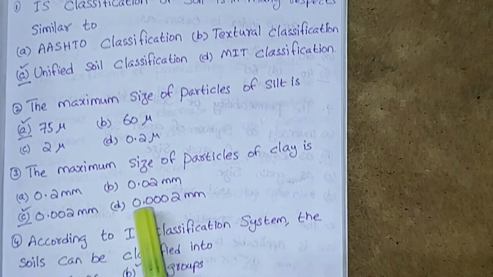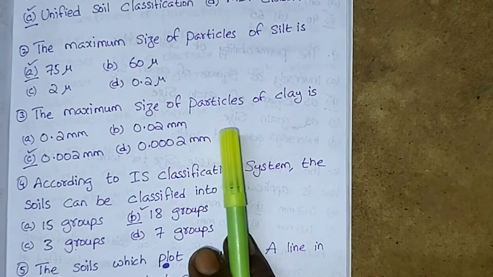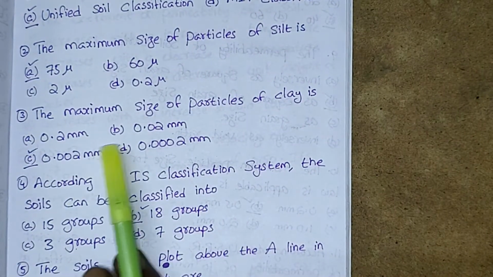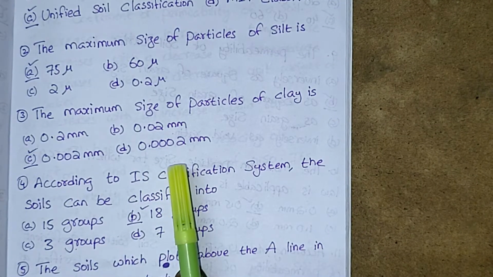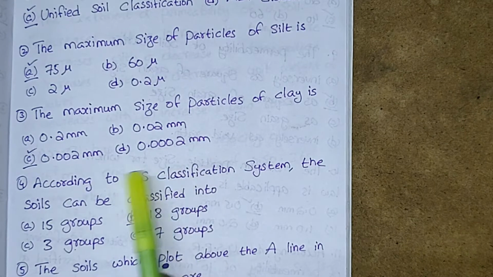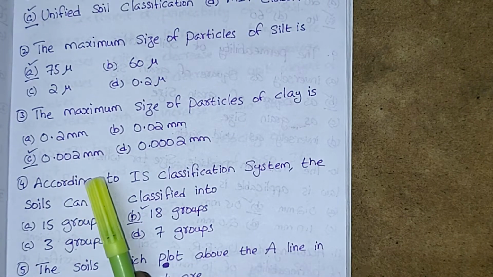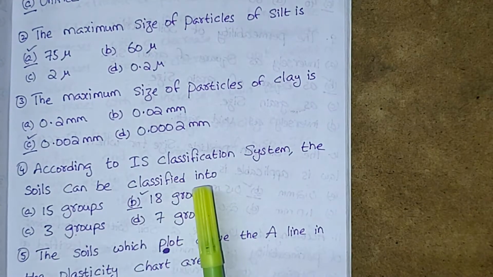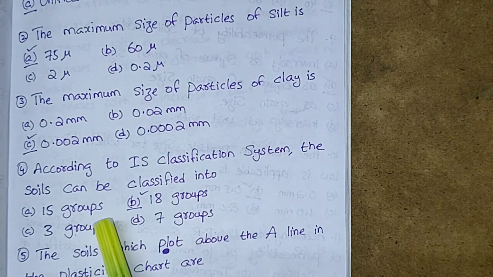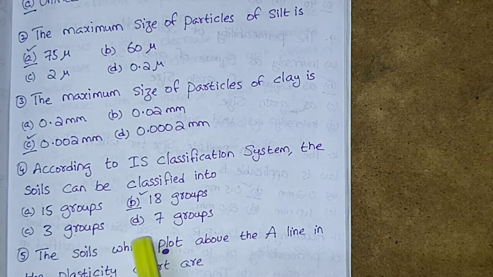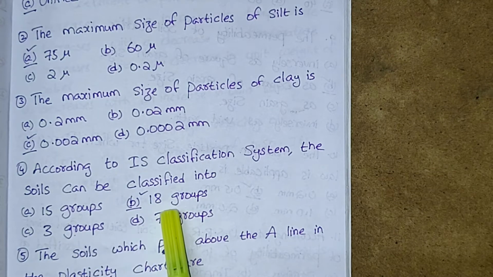The maximum size of particles of clay is 0.2 mm, 0.02 mm, 0.002 mm, 0.0002 mm. So the answer is 0.002 mm. According to IS classification system, the soils can be classified into 15 groups, 18 groups, 3 groups, 7 groups. The answer is 18 groups.